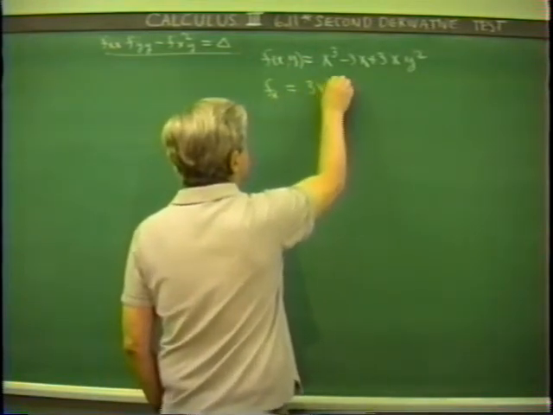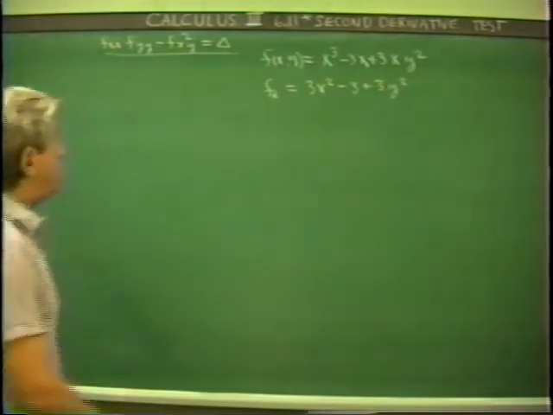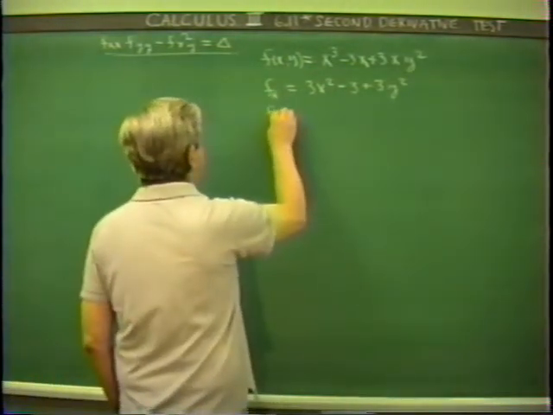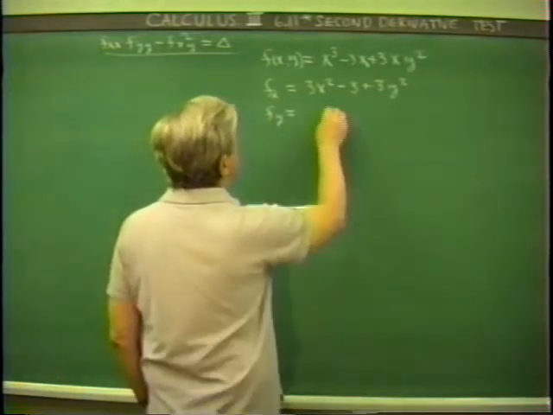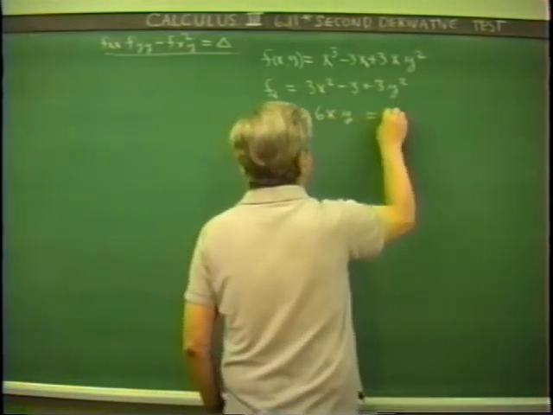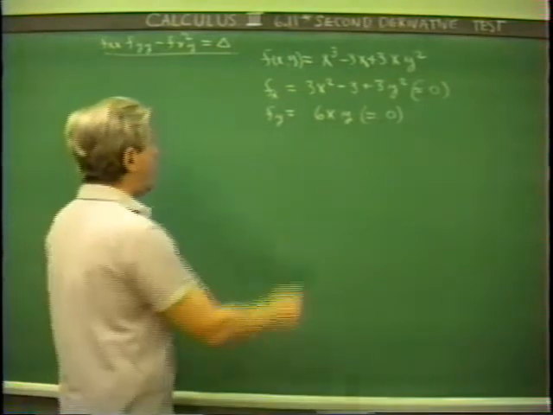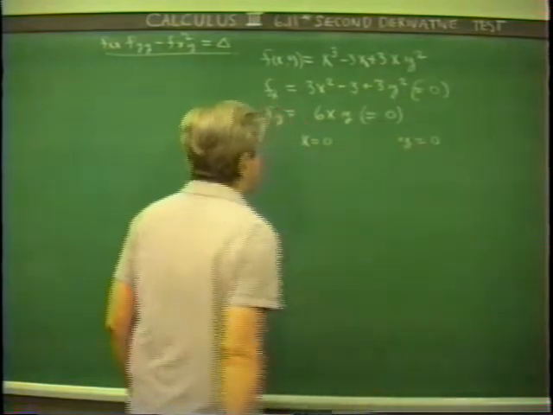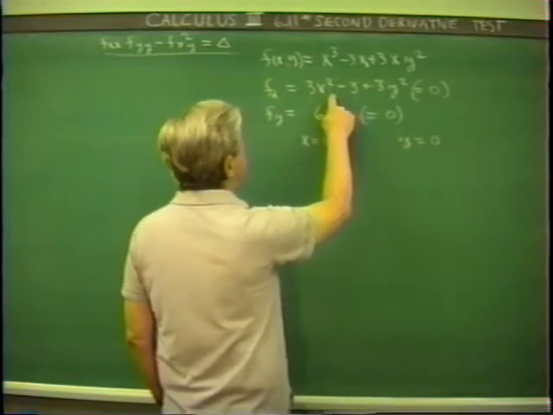Let's find the candidates, first of all, for extrema. Let's take a look at the partial with respect to x. This is equal to 3x squared minus 3 plus 3y squared. Okay, partial with respect to y is equal to 6xy. We want to look at where these are equal to 0, and the easiest one is equal to 0 when x is equal to 0, or when y is equal to 0.